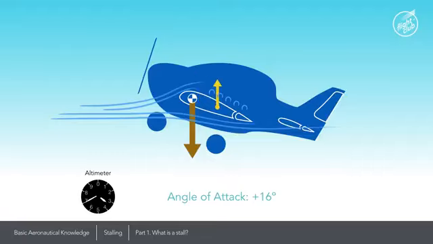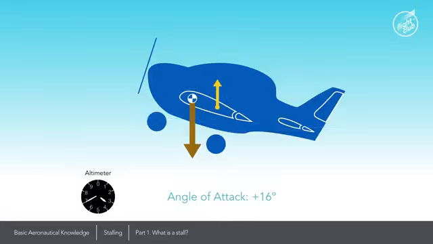Why does this happen? Just prior to the stall, the lift force generated by the airflow on top was focused near the leading edge of the wings. In a stall, however, the airflow above the wings no longer generates any significant lift force. Thus, the lift force vector returns to the rear.